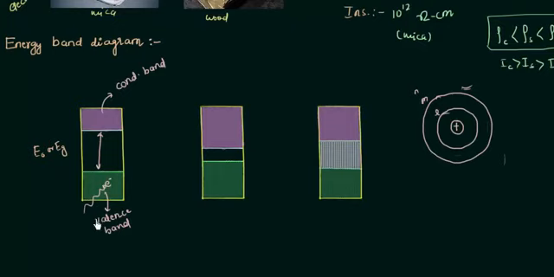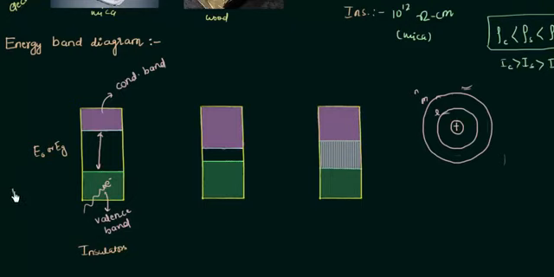And in case of insulators, this is the energy band diagram for insulators. You can see it is very large, and hence the electron from the valence band will require more energy to go to the conduction band and participate in the conduction. That's why they are not good conductors, and they will not allow the flow of charge.